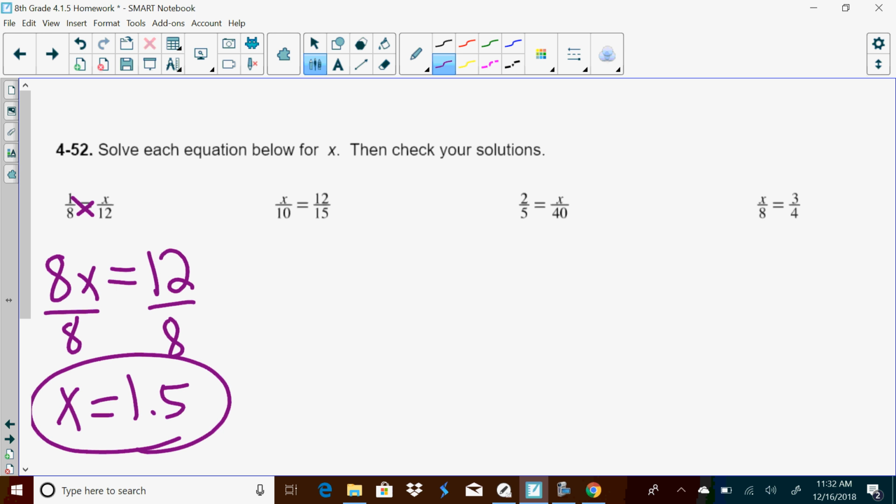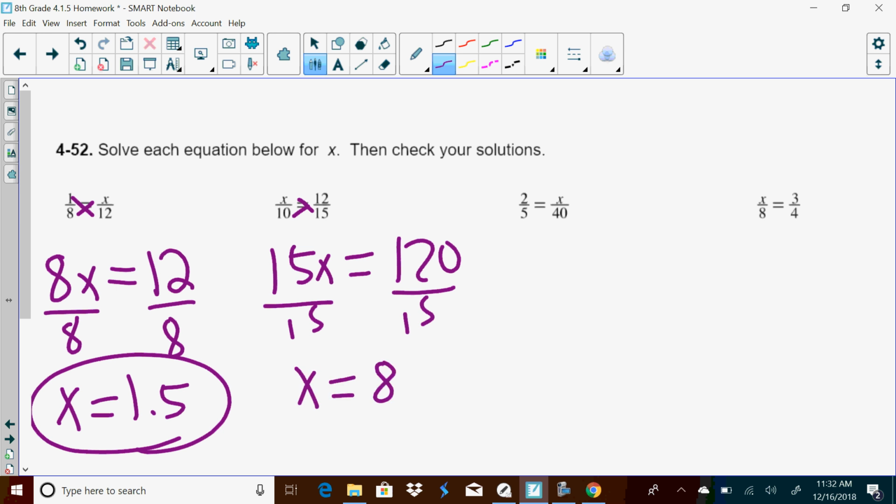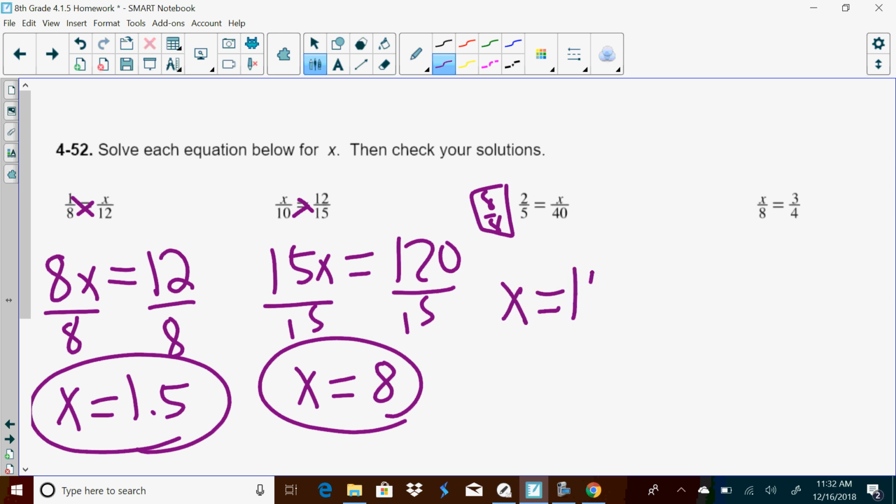For the next one, I can multiply by something, or I could cross multiply. So I got 15x equals 120, and divided by 15, it turns out x equals 8. For this one, I could use a giant 1 of 8 over 8. So I end up with x equals 16. For the last one, I could multiply by 2 over 2. So x equals 6.